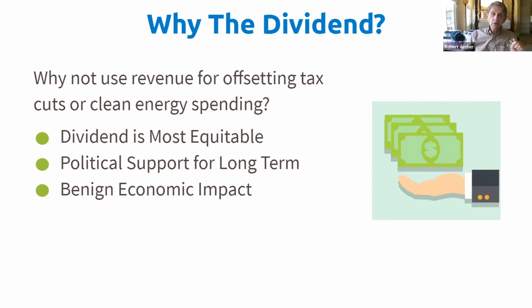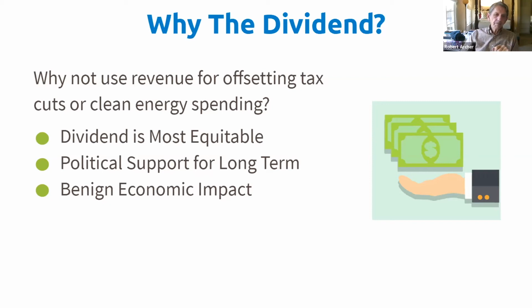It's important to note that the economist statement, which can be found at econstatement.org, 3,500 some economists, give priority to the dividend for the reasons of equity and sustainability, instead of offsetting corporate tax cuts to improve economic efficiency. This is a significant departure because economists love efficiency.